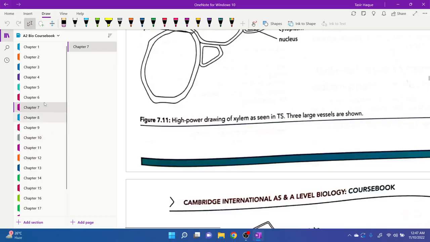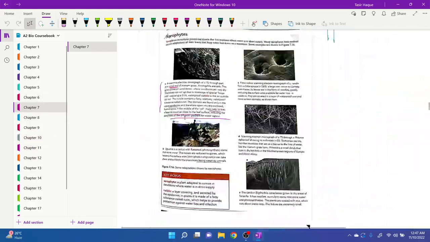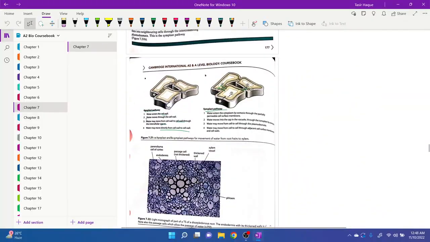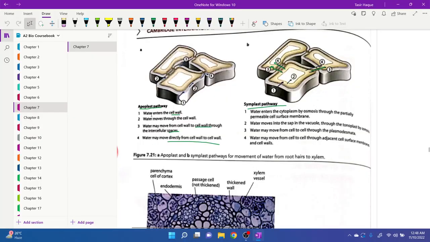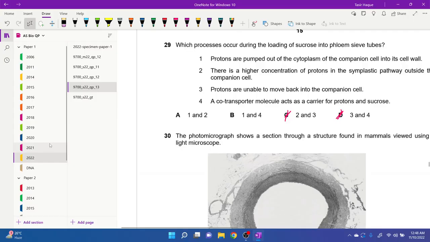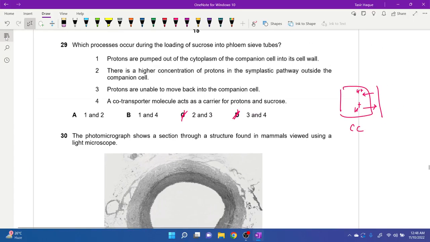So if you want to recall this concept, here you go. This is the symplast and apoplast. The symplastic pathway is basically the movement within the cell. Apoplast is the movement within the cell wall. Okay. So clearly the protons are present in the cell wall. This is a cell wall. So this doesn't make sense. It should have been the apoplast pathway. So I'm going to go with B.